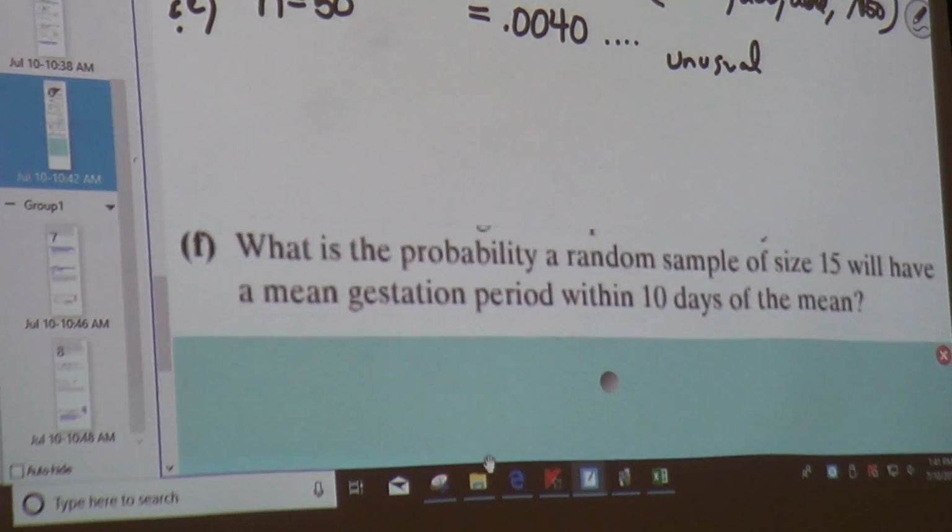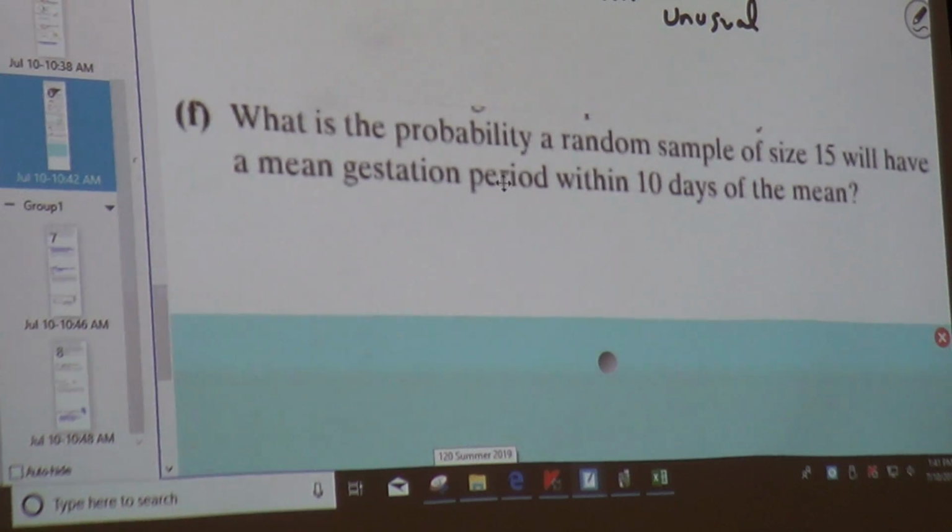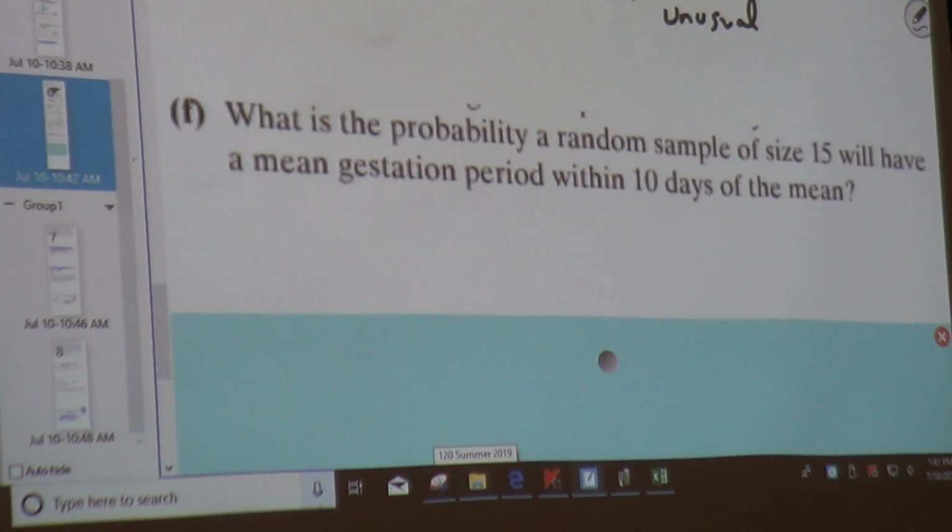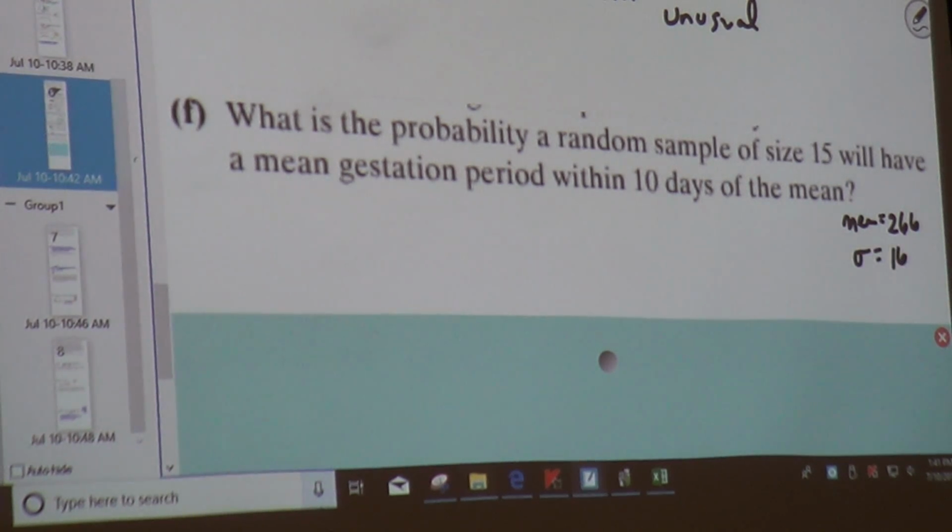And then the last one, our normal mean was 266, and our standard deviation was 16. What is the probability? We have a sample size of 15, and your gestational period is within 10 days of the mean. Now we'll come around and look at this one.